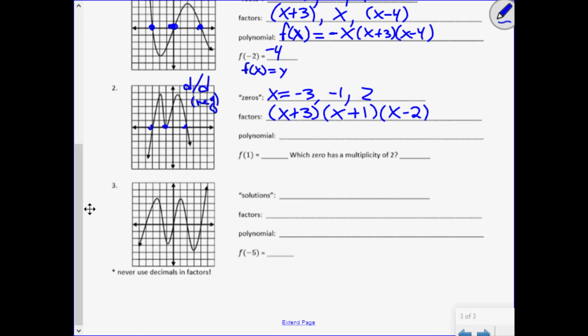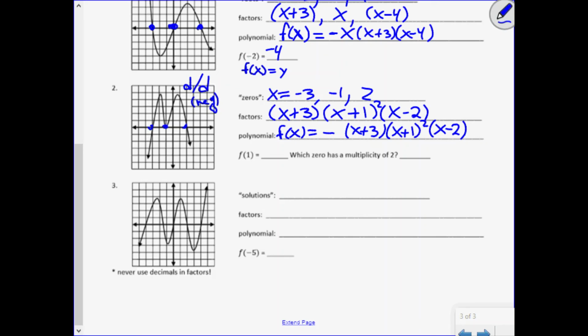Alright, now before we write the polynomial, we have to think for a second about our crossing and our bouncing. So what happens at our -3? Crossing. At our -1, bouncing, and then at our 2, crossing. So we're going to have one factor that's bouncing. How do we represent that it's bouncing? A square. So which one of these factors would I square? Whichever factor gives you that point, that's the one that you square. So in our polynomial, f of x equals, we have the negative, because the behavior is negative. Then we have x plus 3, x plus 1 squared represents the bounce, and then x minus 2.